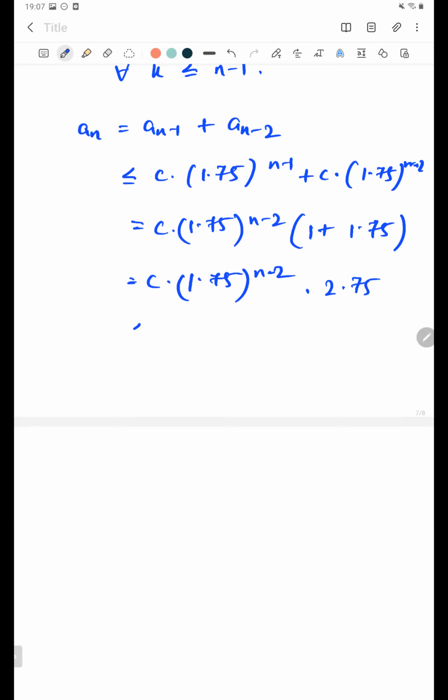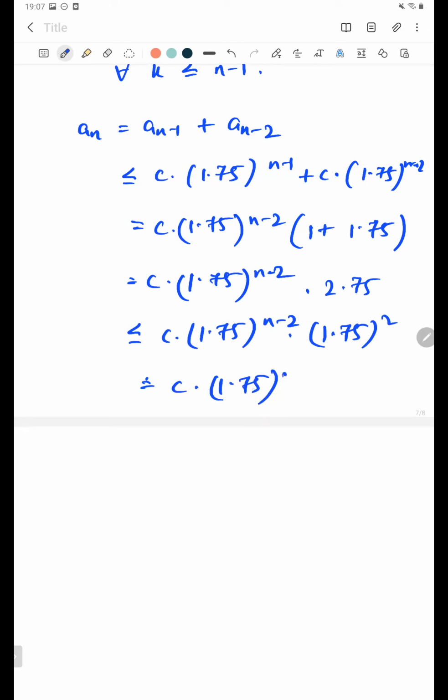So this is less than or equal to c times 1.75^(n-2) times 1.75 squared. Now this thing is easy to check, and this is clearly equal to c times 1.75^n.